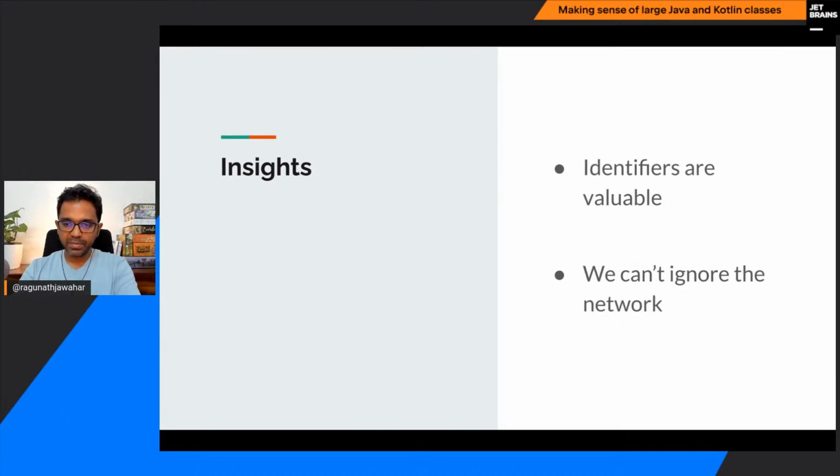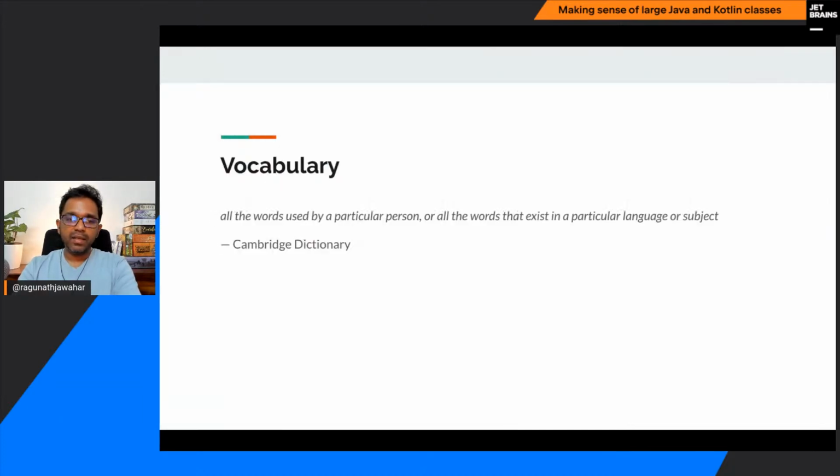So from some of our previous experiments, we know two things. We know identifiers are valuable. We also know we can't ignore the network. So with this edge bounding graph, we can now deal with the complexity of this network in a more reasonable way rather than using other visualization techniques. The other one is vocabulary. I didn't know what vocabulary is, meaning I sort of know what it is, but I really wanted to look up the definition, and it basically says it's all the words that exist in a particular language or subject. That's it. I was expecting more, but that's it.